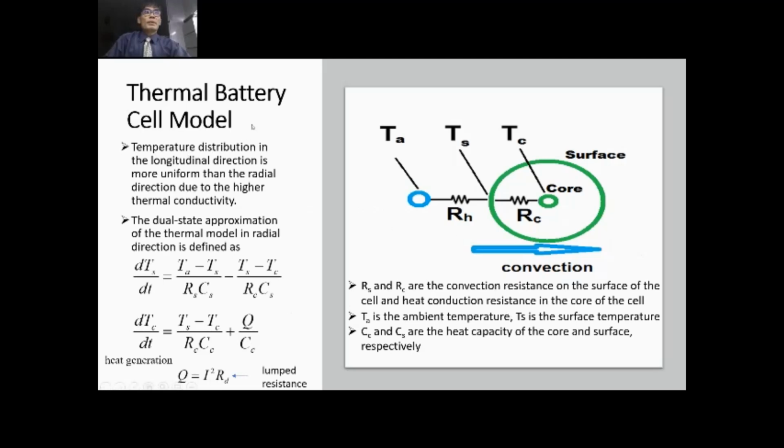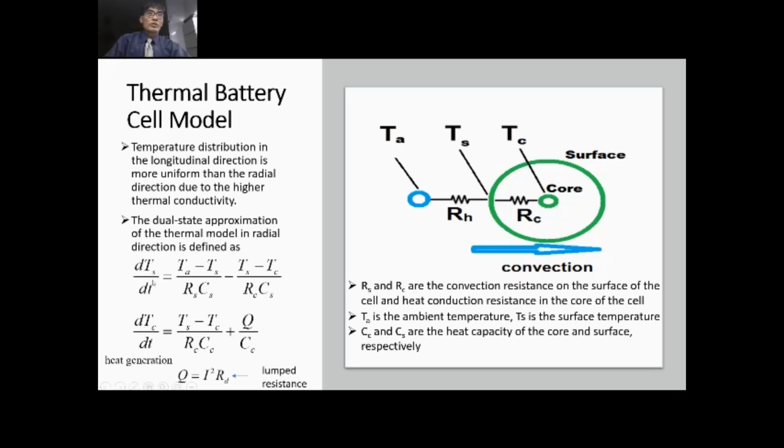So what about the thermal battery cell models? The temperature distribution in the longitudinal direction is more uniform than in the radial directions due to the higher thermal conductivities. So the dual-state approximation of the thermal model in the radial direction is commonly defined as this, something that you can find from the literature.